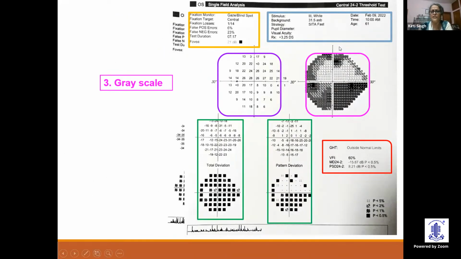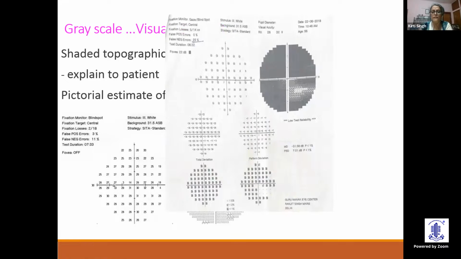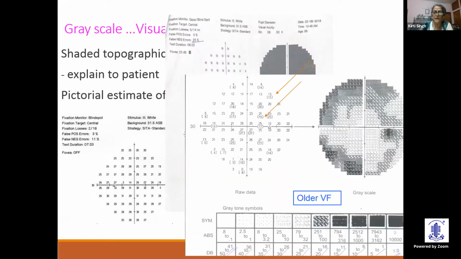Third thing in interpretation is the grayscale. Our eyes go to it naturally because it is pictorial. It is a shaded topographic map. However, it is not compared to normals. It is good to explain to the patient that you have glaucoma, and otherwise it is not of much use for analysis. Also showing you again an older field, so this is the threshold field, which is not very often done now.